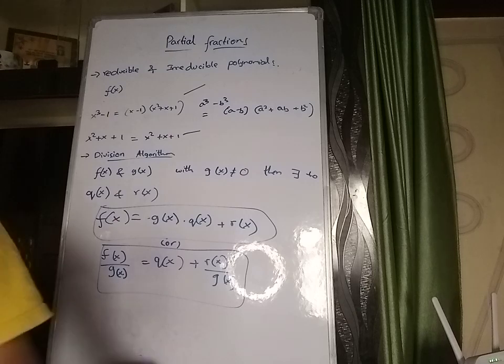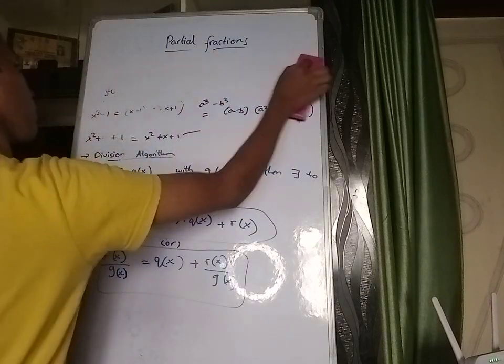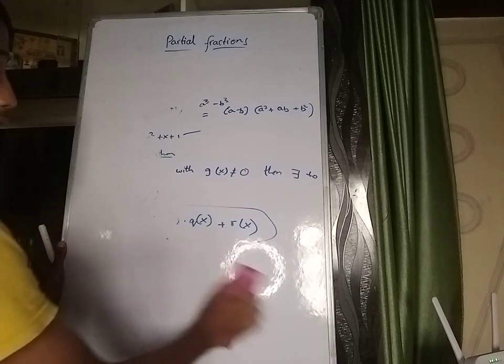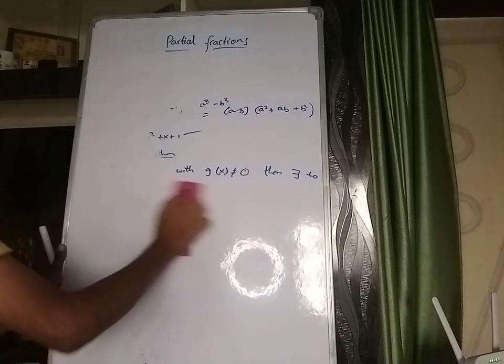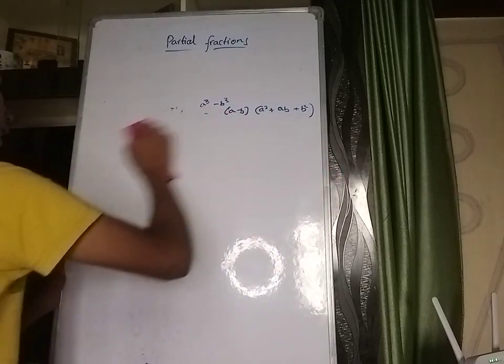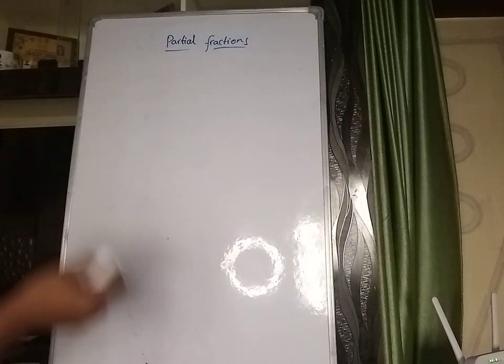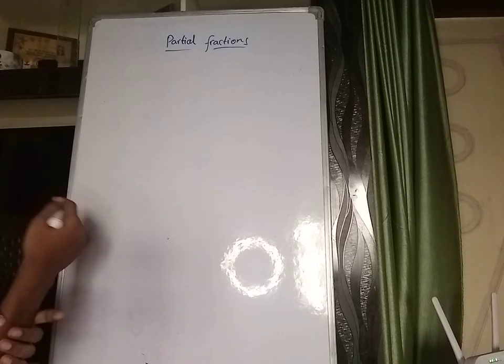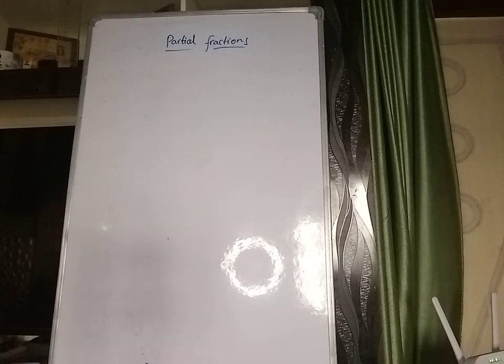Now let's talk about partial fractions. A proper fraction expressed as a sum of two or more proper fractions, where the denominators are powers of irreducible polynomials, is called partial fractions. Each such proper fraction is called a partial fraction.